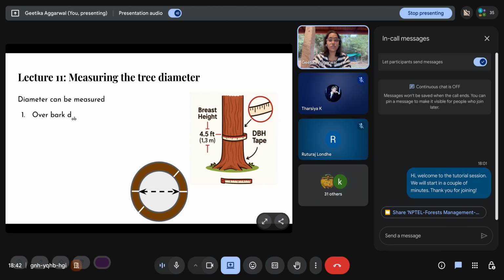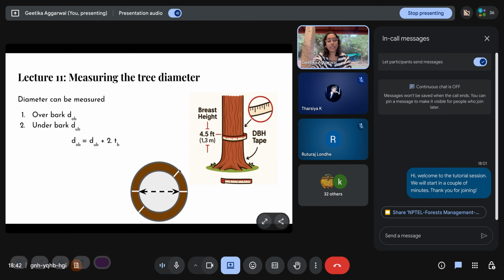It can be measured over the bark, which is called DOB. If in this image you think of this brown area as the bark and this is the inner region, then this white line is DOB, where you're measuring the diameter over the bark, and the black line is DUB, which is under the bark. So, how are DOB and DUB related? Basically, diameter over the bark is diameter under the bark plus 2 times the thickness of the bark.